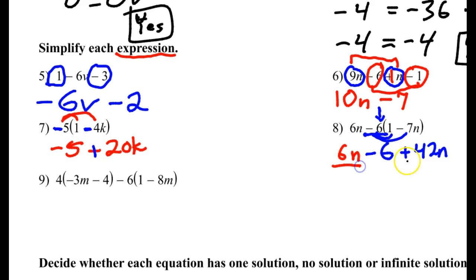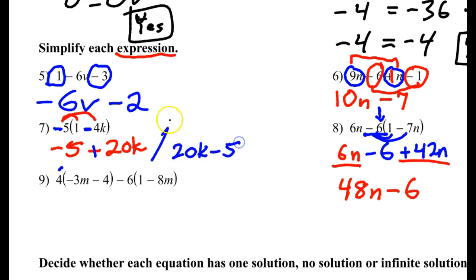So we have 6n, 42n, 48n, and then minus 6. Technically on 7, we could rewrite it as 20k minus 5, just to put the variable first like all the other answers. But again, it wouldn't be wrong, it's just more familiar with this one.